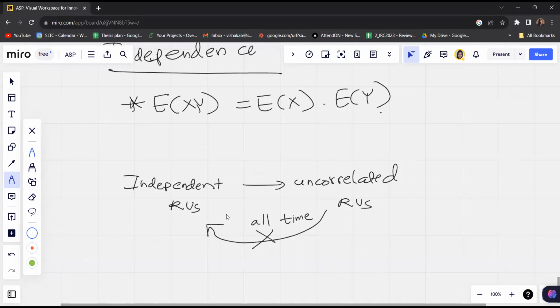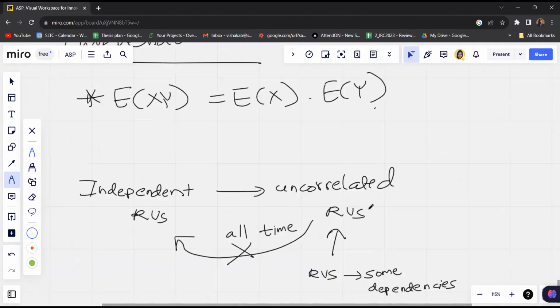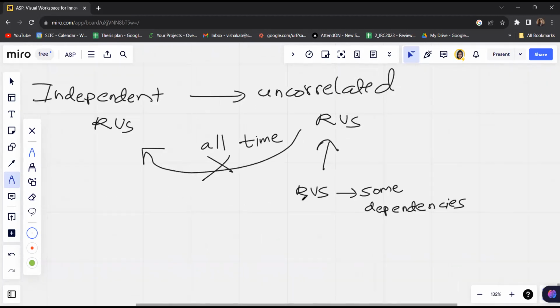Uncorrelated random variables sometimes might not be independent, which means that among uncorrelated random variables, there could be some kind of dependency between the random variables. If there is, then those random variables cannot be considered independent. So uncorrelated random variables cannot be considered independent all the time. However, independent ones will be uncorrelated all the time.